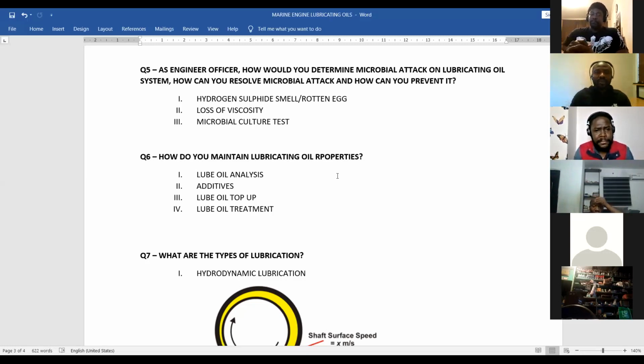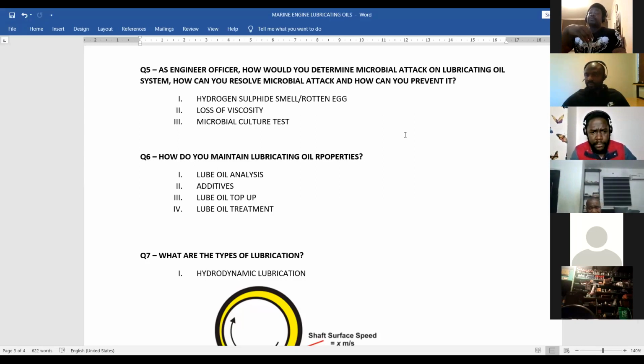Then I also have, how do you maintain your lubricating oil properties? Like I said, analysis, additives are also added, and lube oil top up, which you normally do before you start up any equipment. You have to check your lube oil. There is always a place on all the machineries where you have to take the level of your lube oil. This is not a joke.